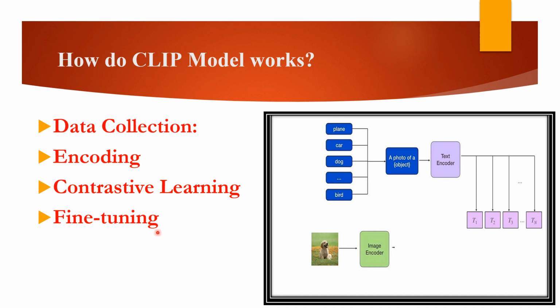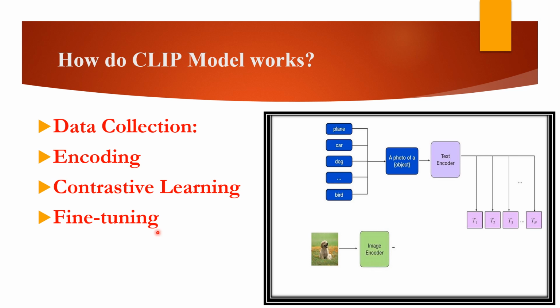And finally, it's fine tuning. So once the model has been pre-trained on a large dataset, it can be fine tuned on a specific task by adding task specific layers and training the model on a smaller task specific dataset. For instance, if the goal is to perform image classification, the model can be fine tuned by adding a classifier head and training it on the labeled image dataset.